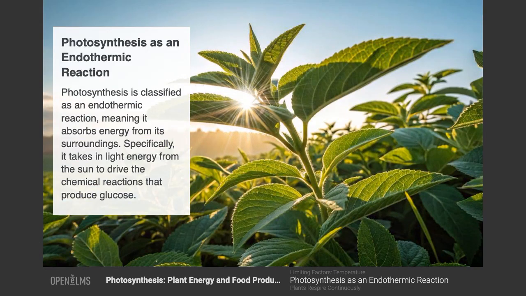Photosynthesis as an endothermic reaction. Photosynthesis is classified as an endothermic reaction, meaning it absorbs energy from its surroundings. Specifically, it takes in light energy from the sun to drive the chemical reactions that produce glucose.